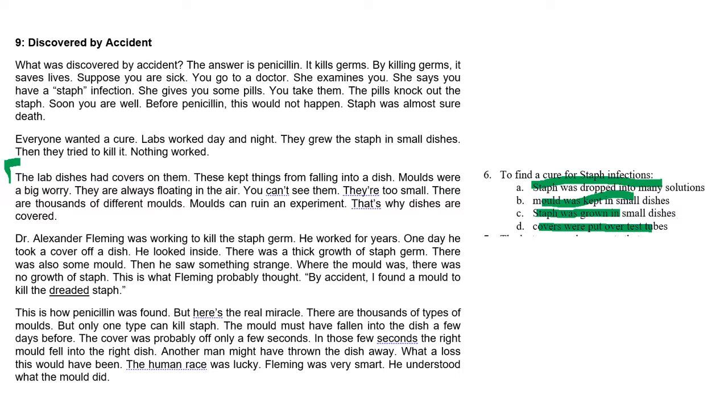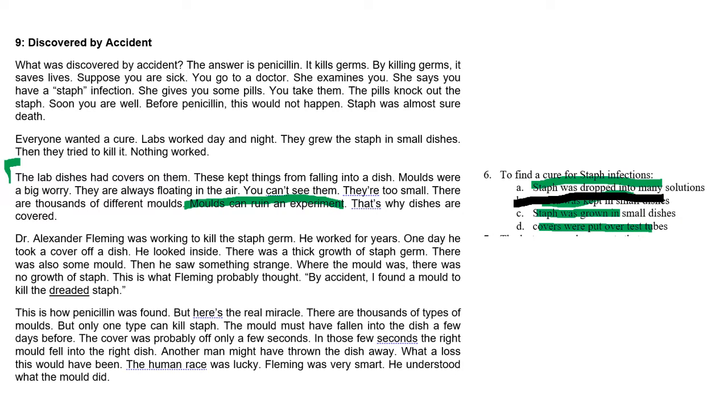These kept things from falling into a dish. Molds were a big worry. They are always floating in the air. You can't see them. They're too small. There are thousands of different molds. Molds can ruin an experiment. That's why dishes are covered. So they were not putting mold into dishes. So answer B is wrong.